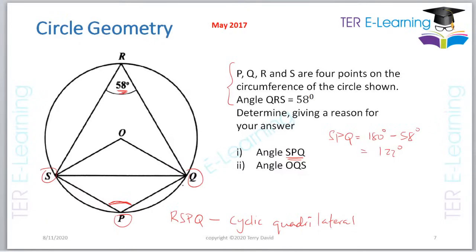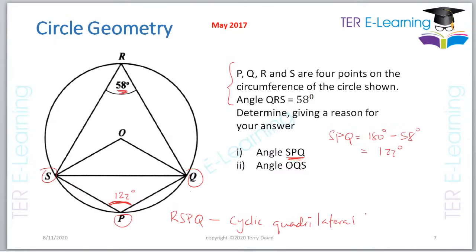So make sure that you know what angle they're asking you to find. They want SPQ. SPQ is this. So what we're looking at here is a cyclic quadrilateral. Therefore, opposite angles are supplementary. So all you need to do is take 180 degrees minus 58 and you're going to get 122. So this angle here is 122 degrees. That's the answer for part 1.